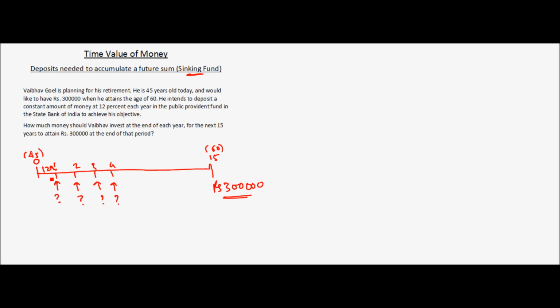Now, since Vaibhav Goel is depositing the amount at the end of every year, this can be considered an ordinary annuity. So we'll use the formula for future value of an ordinary annuity to find out the annuity amount here. The formula is: future value is equal to annuity into (1 plus i) to the power n minus 1, divided by i. Let's plug in the values. So future value is 300,000. A is to be found out.